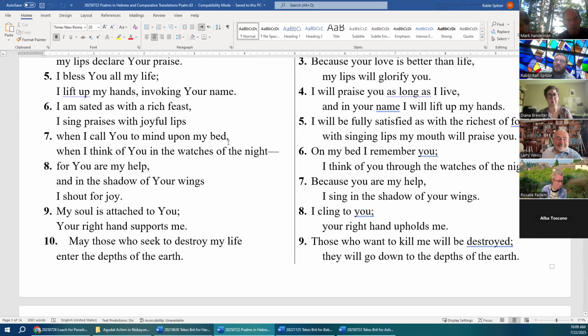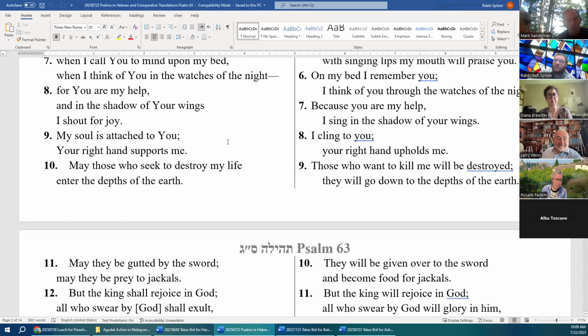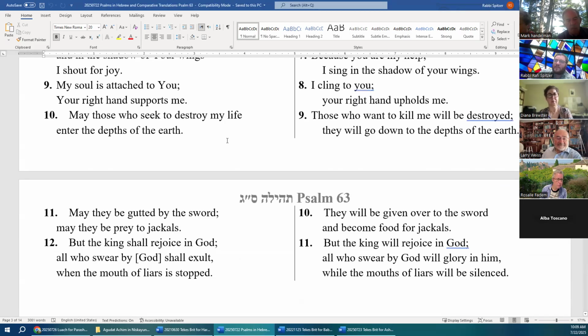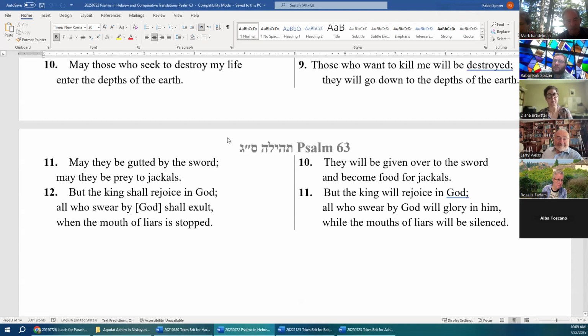For you are my help, and in the shadow of your wings I shout for joy. My soul is attached to you. Your right hand supports me. May those who seek to destroy my life enter the depths of the earth. May they be gutted by the sword. May they be prey to jackals. But the king shall rejoice in God. All who swear by God shall exult when the mouth of liars is stopped.